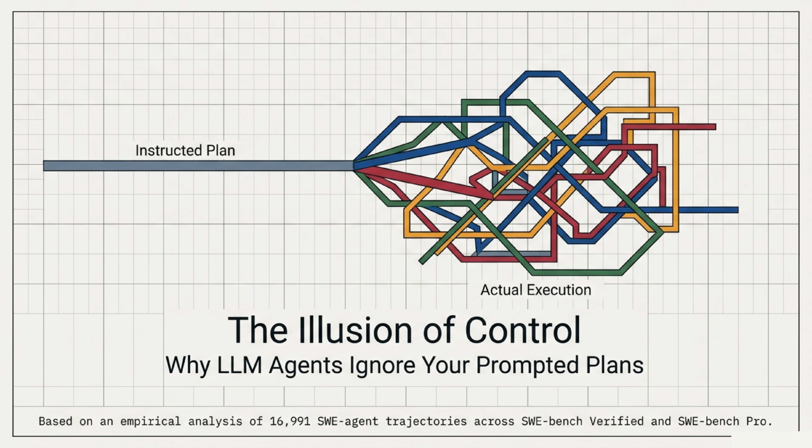Welcome, everyone. Today, we're going to talk about a massive elephant in the room when it comes to AI development, the illusion of control. We all like to think that when we give an AI agent a step-by-step plan, it follows it exactly as instructed. But after analyzing nearly 17,000 SWE agent trajectories, the empirical data tells a completely different, and much messier, story.